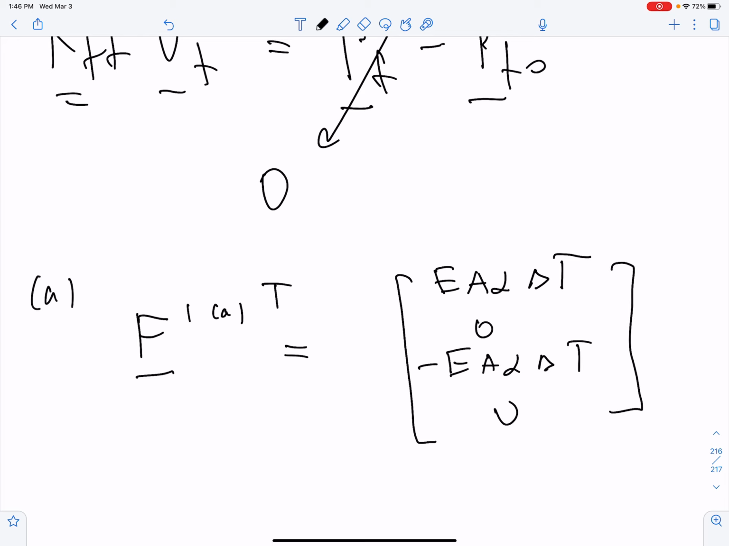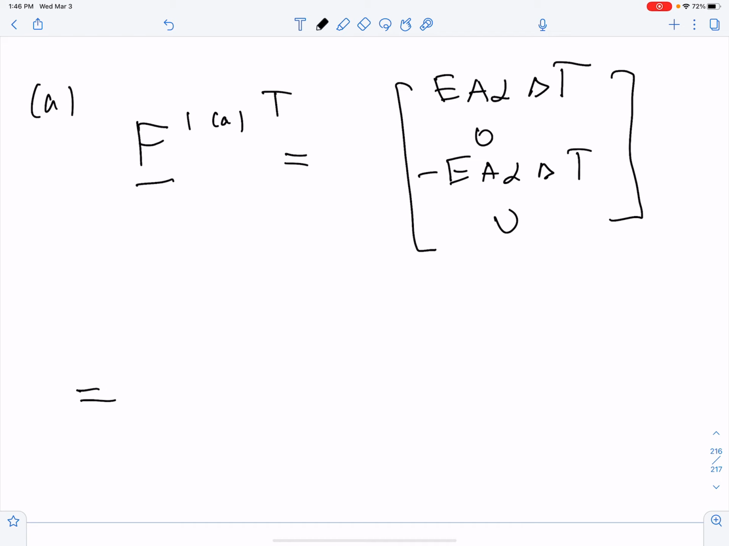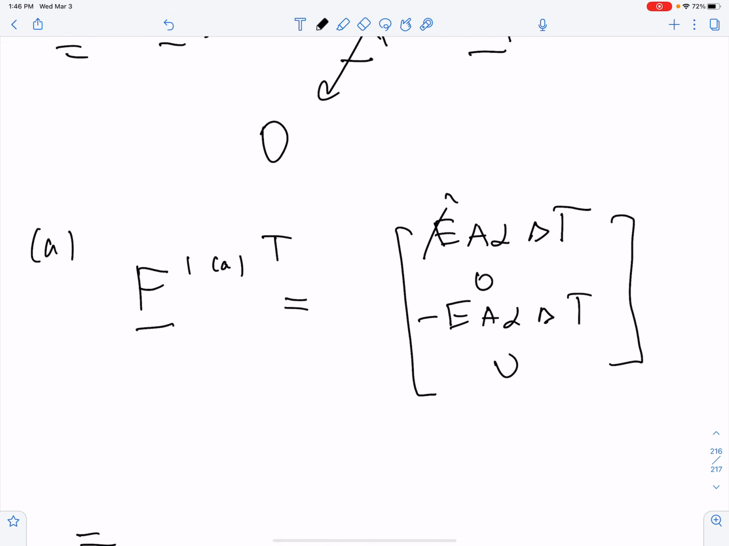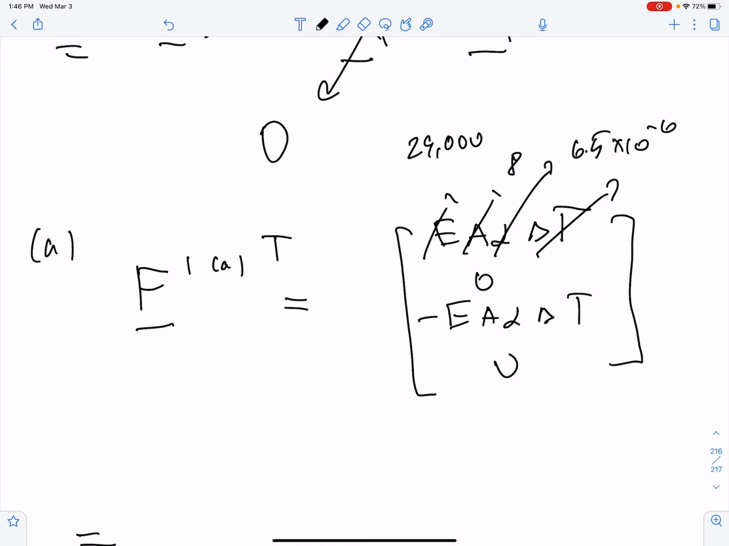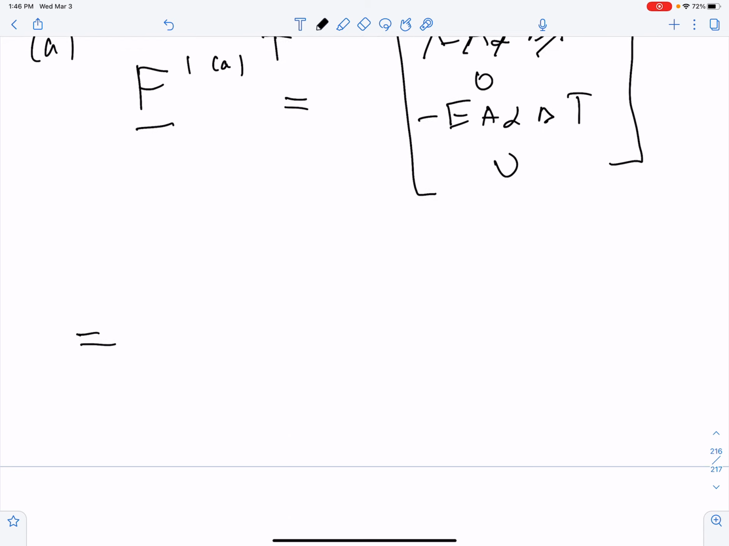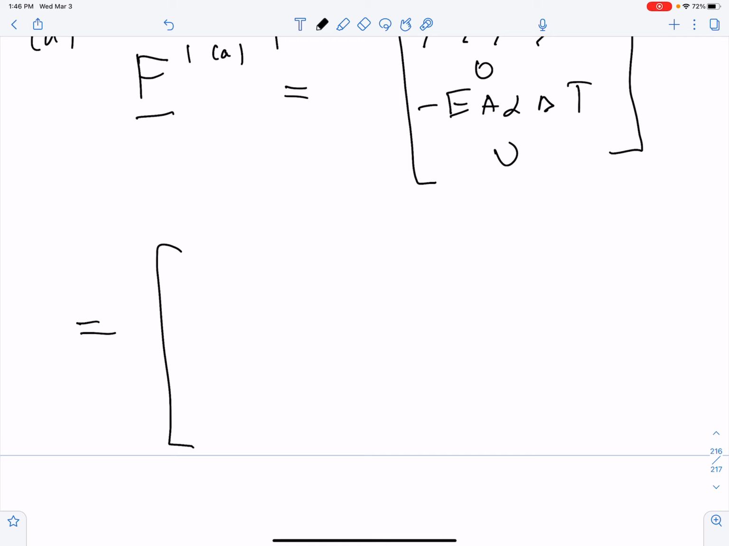Okay. Now, here we need to plug in 29,000 for E, for A, we need to plug in 8, for alpha, 6.5 times 10 to the minus 6. And for delta t, remember, we're dropping the temperature, so this becomes minus 30. Okay? So because of that, this vector becomes minus 45.24, 0, 45.24, 0.